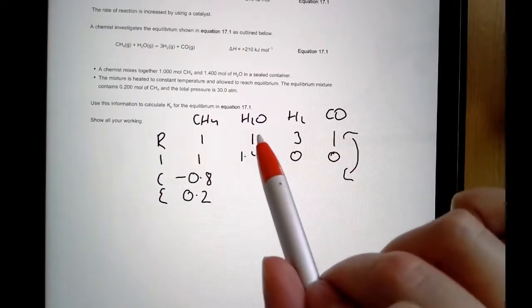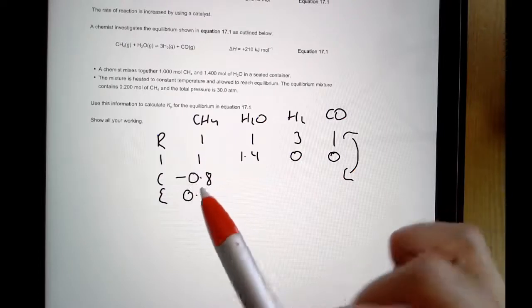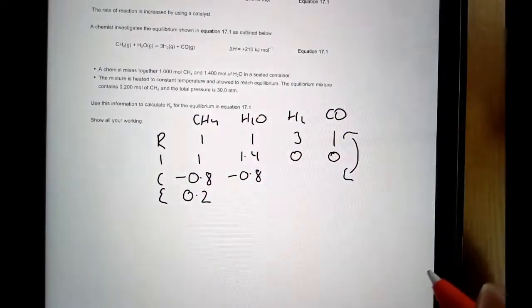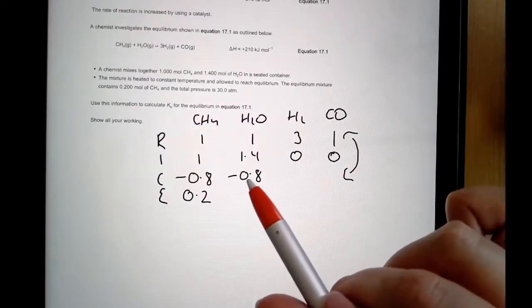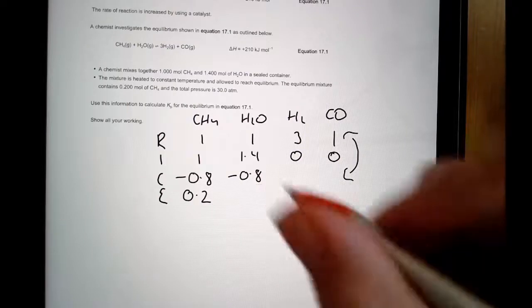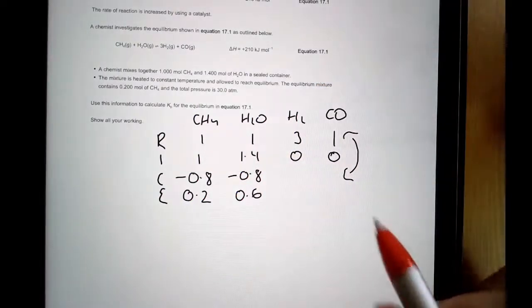The CH4 and H2O, the ratio between them is 1:1. So if I'm using up 0.8 moles of methane, I'm also using up 0.8 moles of H2O. And again, I know that sign is negative because the reactants are used up. So then I can go 1.4 minus 0.8 is 0.6 moles of H2O.